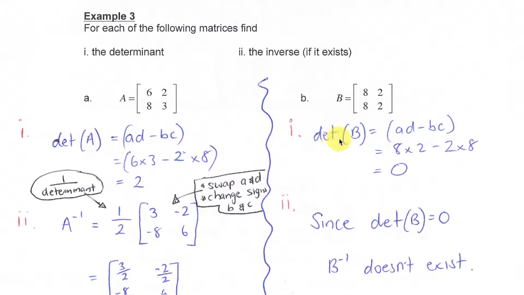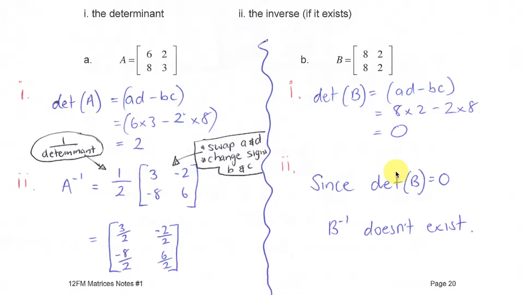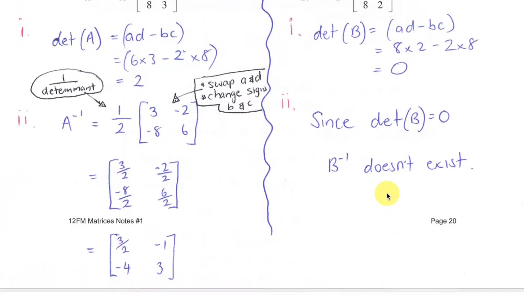The reason being that the determinant is equal to 0, and logically it makes sense because we know that the inverse is 1 over the determinant multiplied by that rearrangement. And 1 over 0 is undefined, so therefore the inverse does not exist.